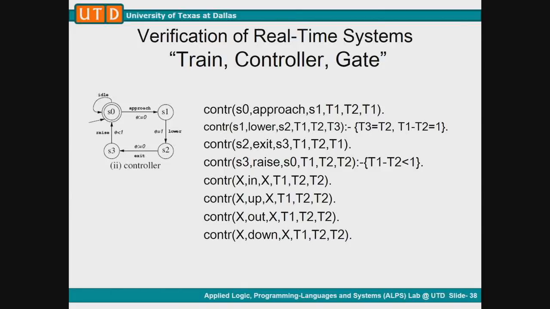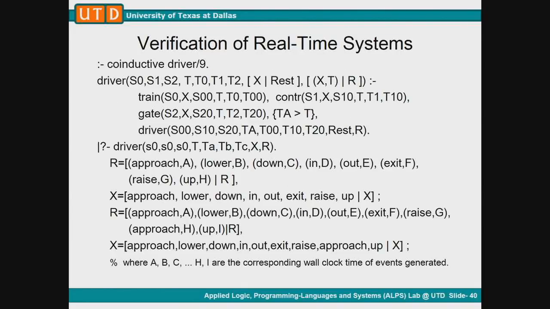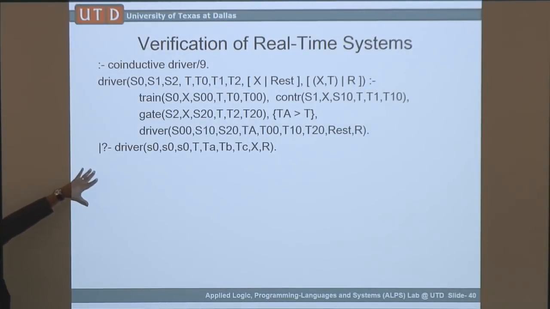And likewise for the controller and the gate. And now I can build a driver that combines all these systems. So it calls the train automata, the gate automata, and then it calls the driver recursively. So basically simulating the automata, just like I showed you. But there is no base case. And now I can co-inductively check for properties.